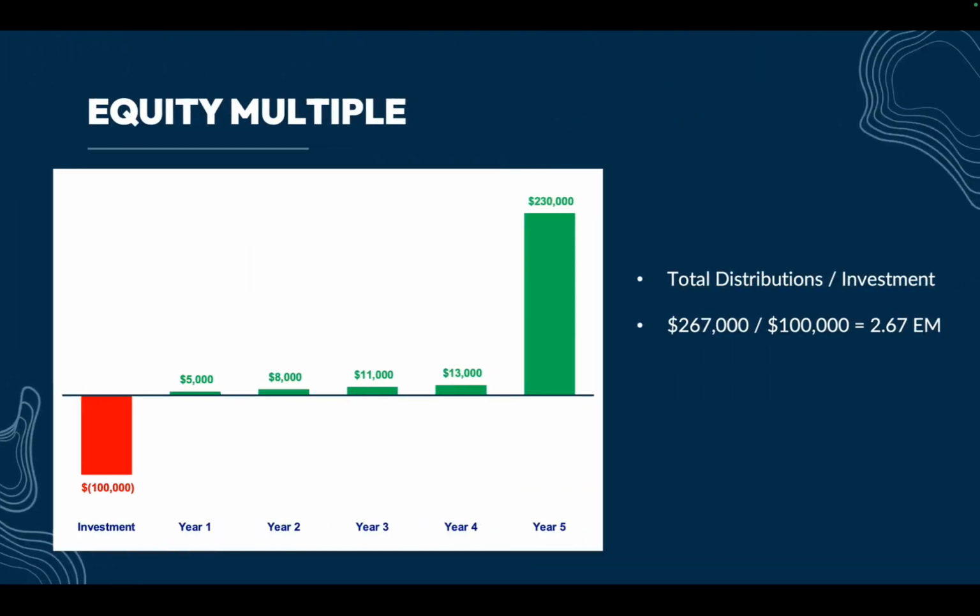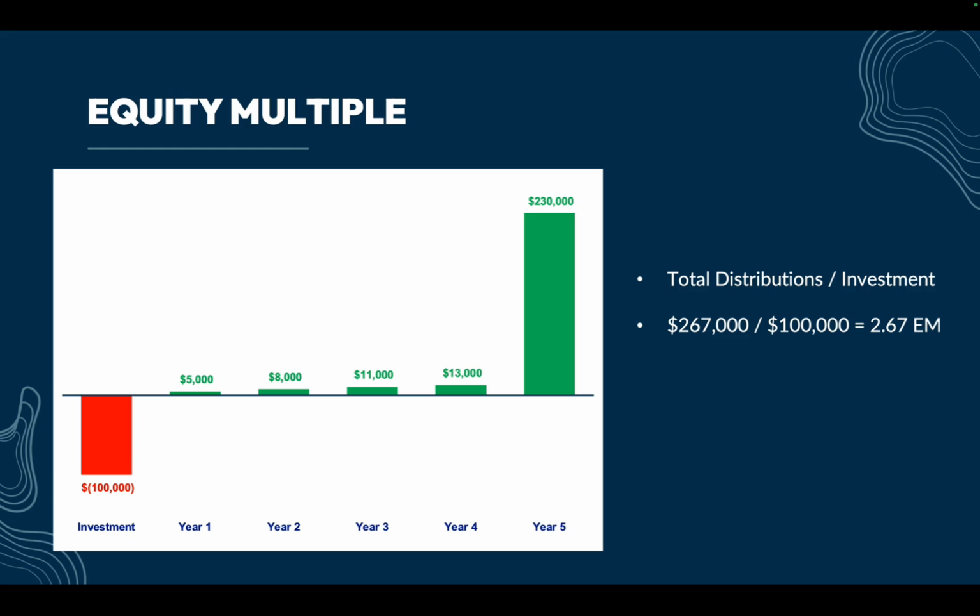Last but not least, equity multiple. Very easy. All you're doing is looking at your distributions every year, adding them all up. If you add these all up, you get 267,000 divided by your original investment, your 100,000, you get a 2.67 equity multiple. And that's giving you a multiple of how many times you're going to see your money grow. So if I invest $100,000 and there's an equity multiple of 1 times, $100,000 means I'm getting $100,000 back. That's not good. I gave them $100,000, I get $100,000 back.